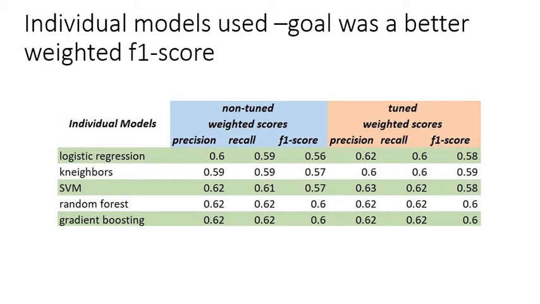The models we tried in order to obtain a better weighted F1 score. So these are the individual models that we use: logistic regression, k-neighbors, SVM, random forest, and gradient boosting. These classifiers are used for binary problems. We do have three classes: low, medium, and high.